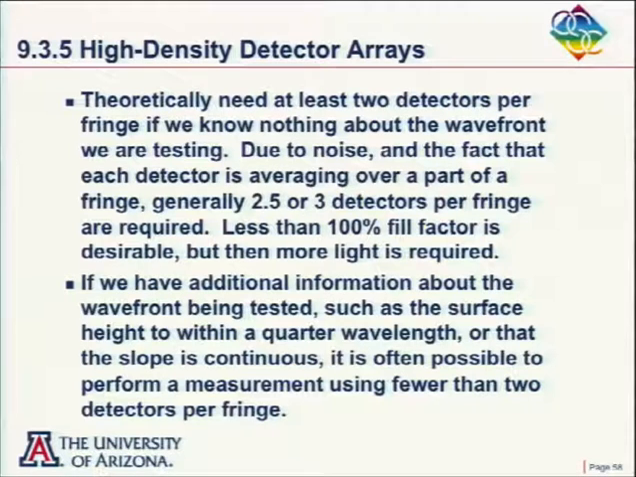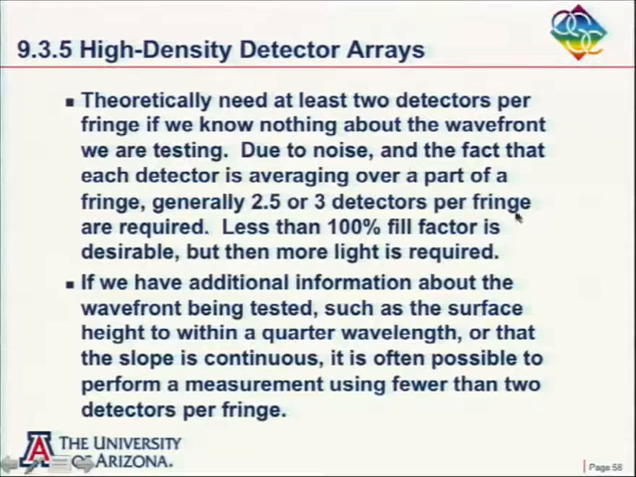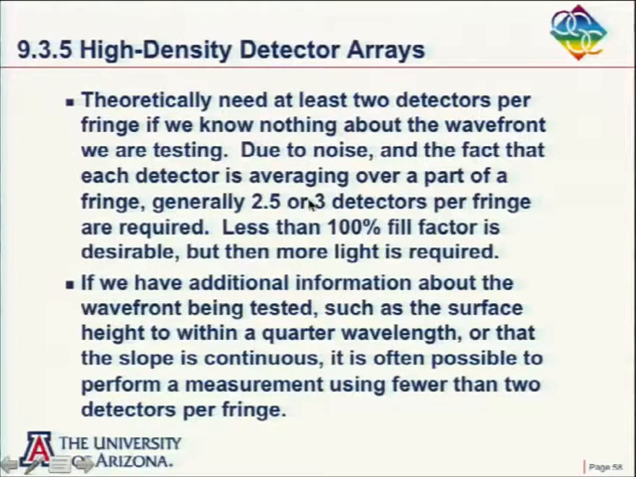Well, if we're doing an interferometric test, we have to be able to resolve the fringes. And so the more detector points, the more fringes we can detect. From the Shannon sampling theorem, you can think you really need only 2 detectors per fringe. But it's been my experience that you generally need at least 2.5 or 3 per fringe.